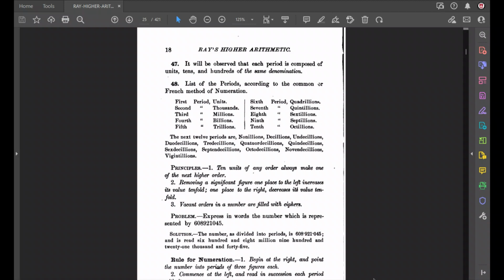And the third principle: vacant orders in a number are filled with zeros. Vacant orders, that means empty orders, are filled with 0.